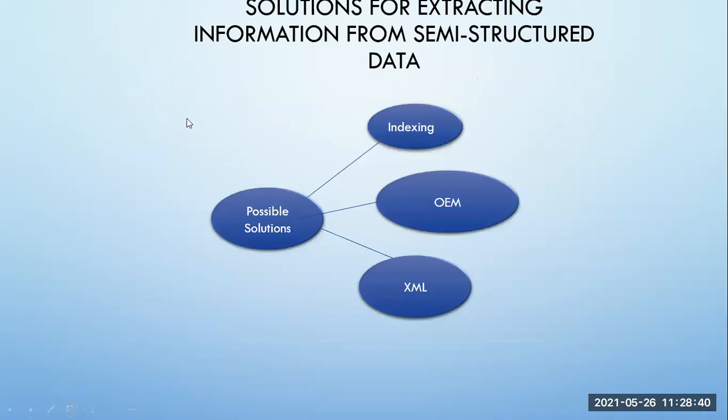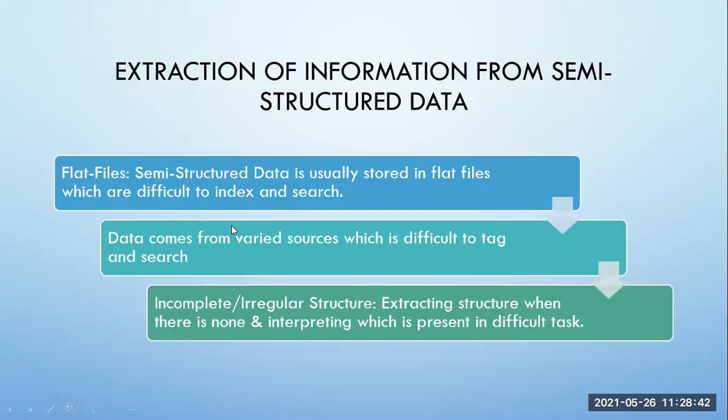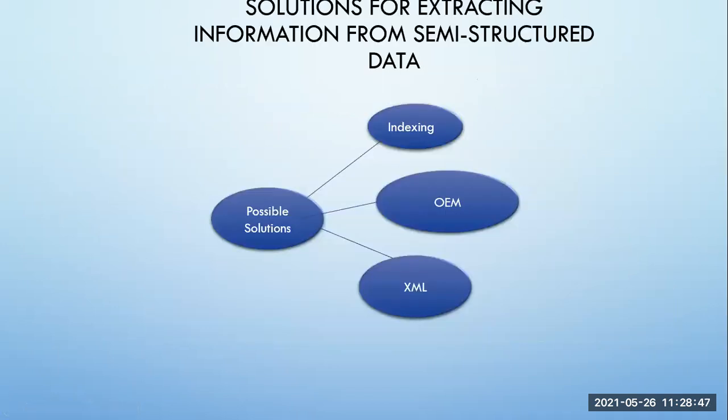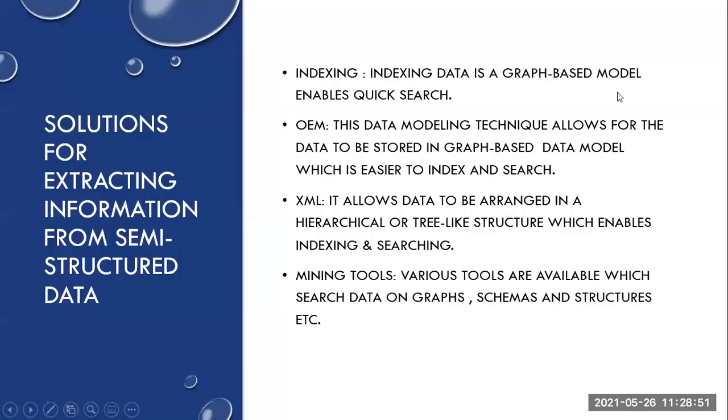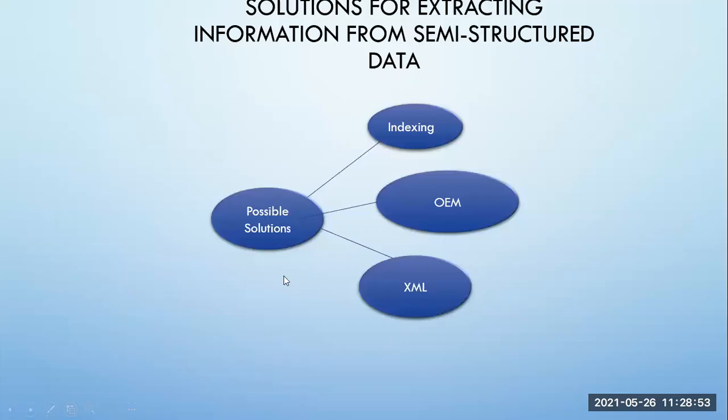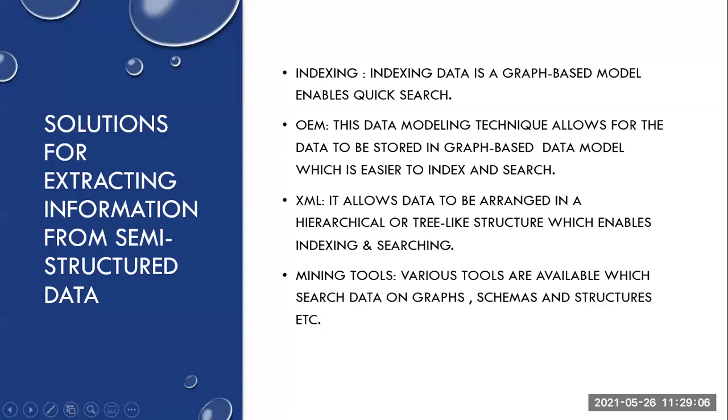And the solutions for the problems we have faced, flat files, heterogeneous sources, and incomplete irregular structure. What are the solutions here? First of all, indexing. Let me tell you, I have prepared the structure of possible solutions, and there are three: one is indexing, the second is OEM, which is the Object Exchange Model, and the last is XML. I have given the information here.